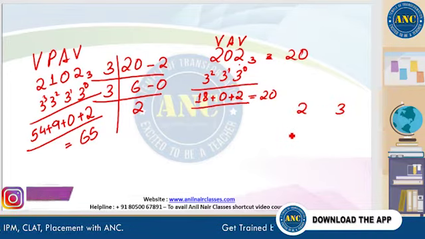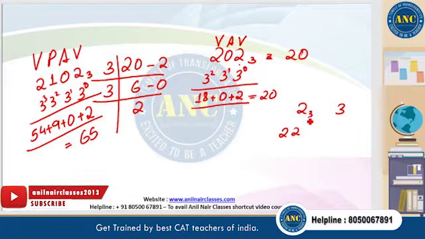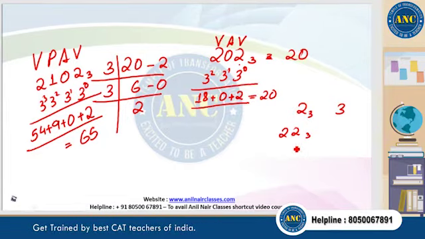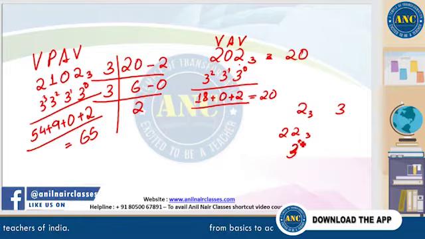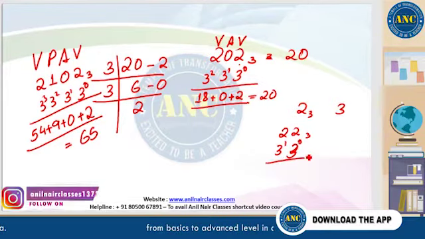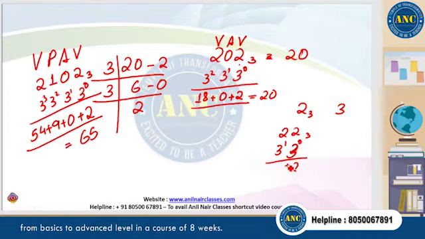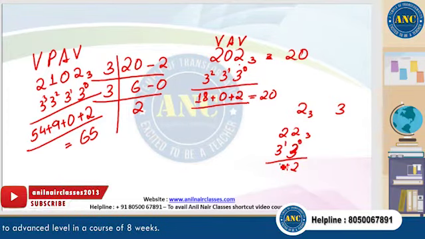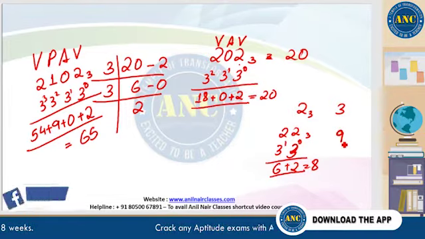But if they write the largest possible 2-digit number, that would be 22. But 22 for us is equivalent to 3 power 0 into 2 and 3 power 1 into 2. That means 3 power 0 into 2, that is 2. 3 power 1 into 2, that is 6. 6 plus 2, that is 8. And this would be 1 less than 9.